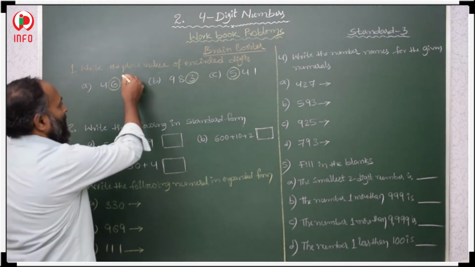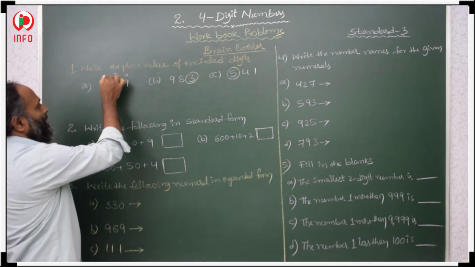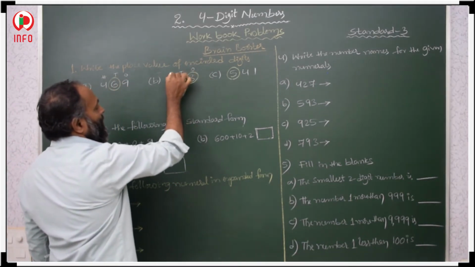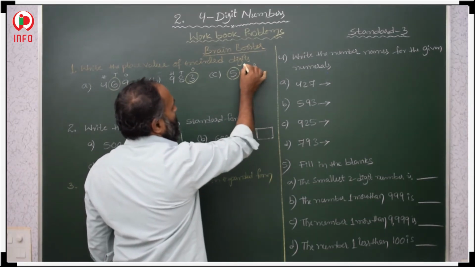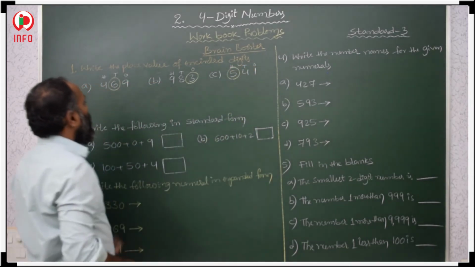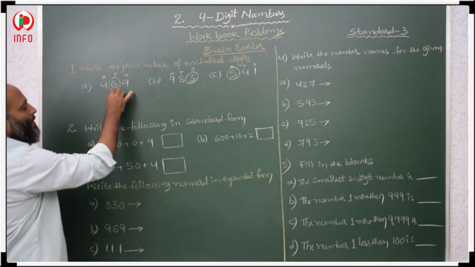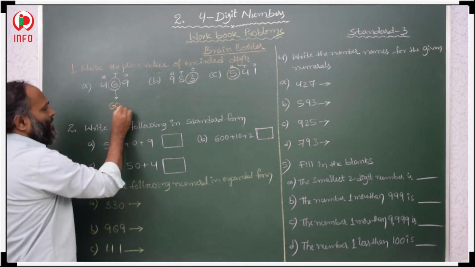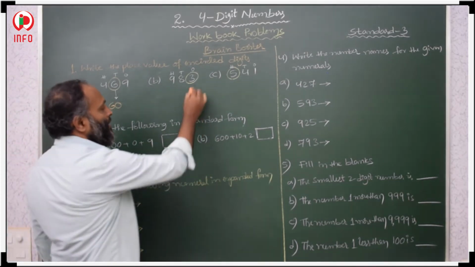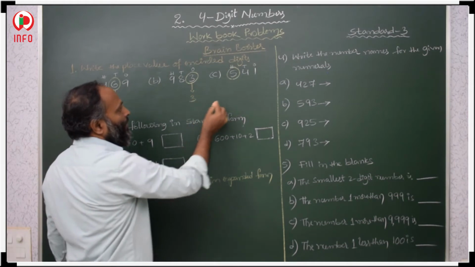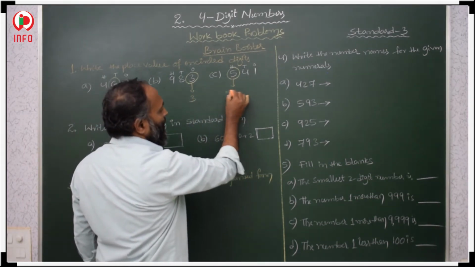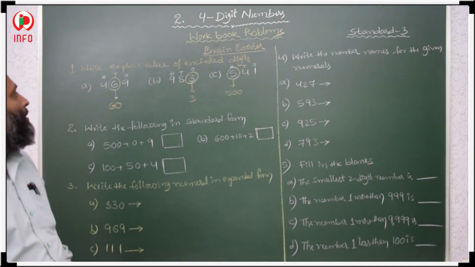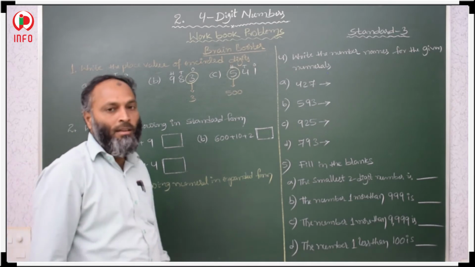So here write the place values first. Ones, tens, hundreds. Here first, 6's place value. 6 is in the tens place, that is 60. 3 is in the ones place, 3 ones are 3 only. 5 is in the hundreds place, that is 500. In this way you have to write the place values of the encircled number.